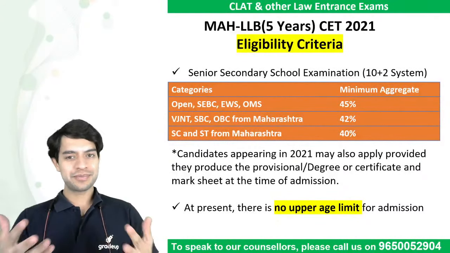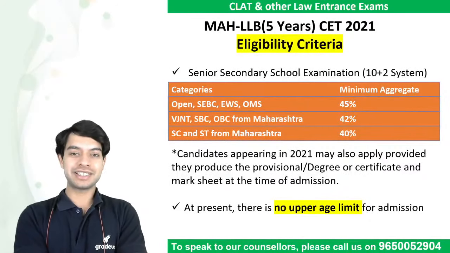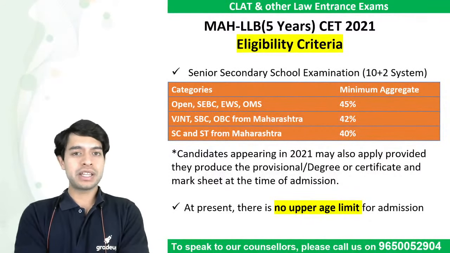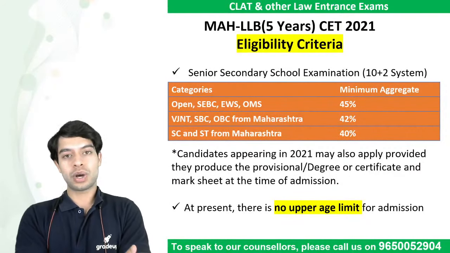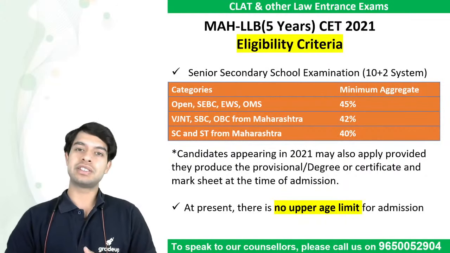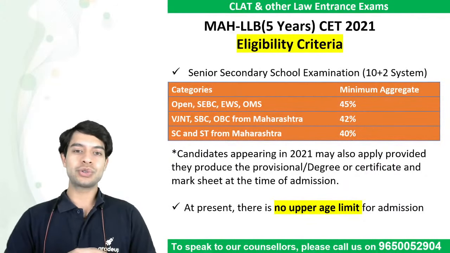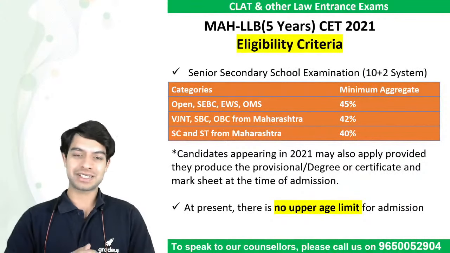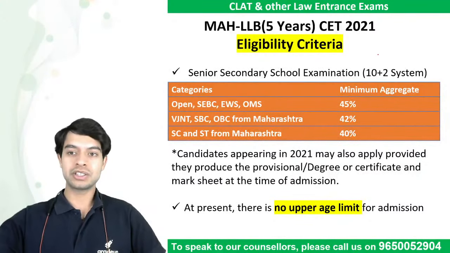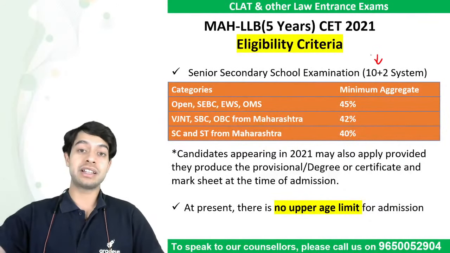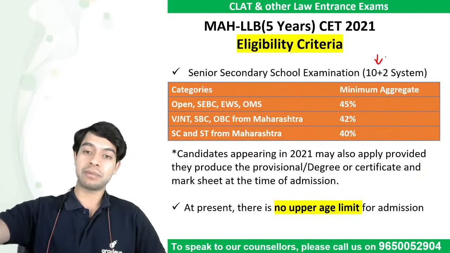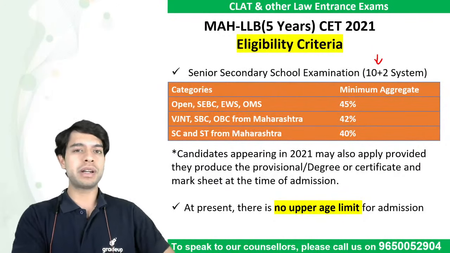So, today we will discuss the eligibility criteria. First of all, you need to be either an appearing student for class 12th or a class 12th pass student. As most of the boards have cancelled their class 12th examination, you just need to be a class 12th pass right now. Senior secondary school examination class 12th is a must to appear for this examination as MH-CET is for graduation level.